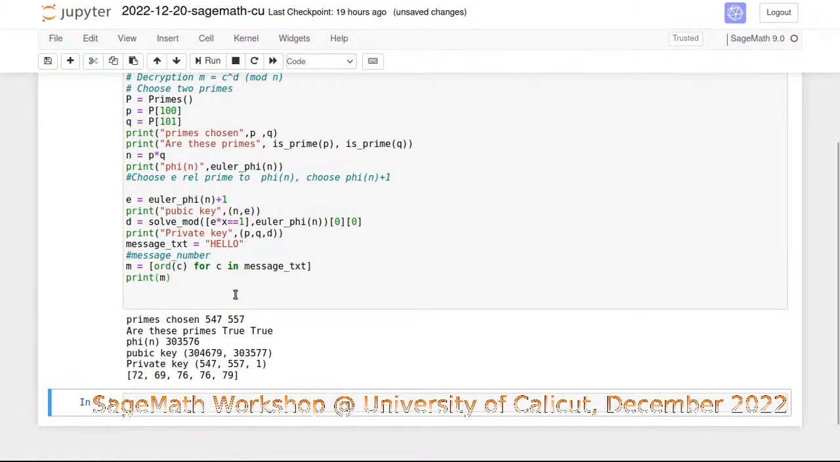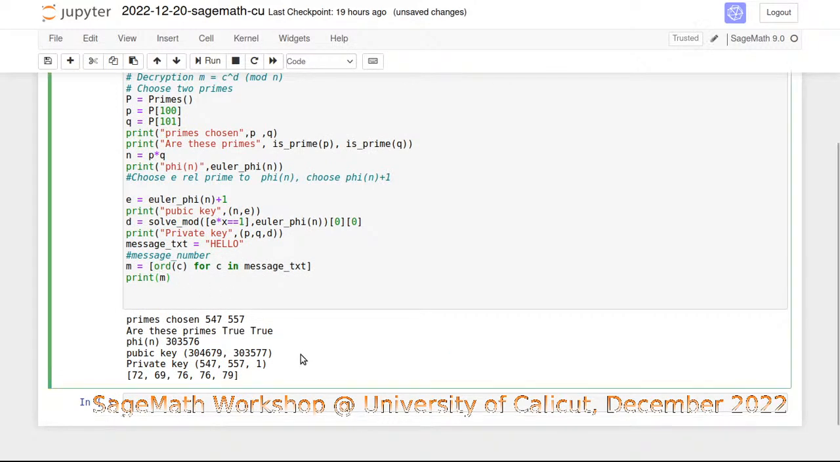That's it. This is still not a number, but instead it is 72, 69, 76, 76, 79. Now how do we create a full number from this? We can take 79 as it is, multiply 76 with 100, multiply 76 with 100 squared, multiply 69 with 100 cubed, and multiply 72 with 100 to the power 4.